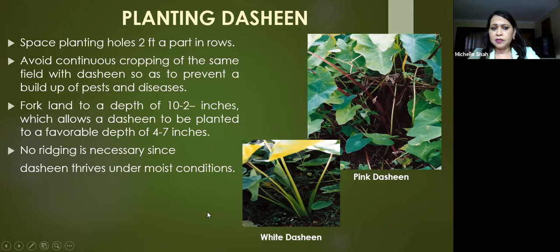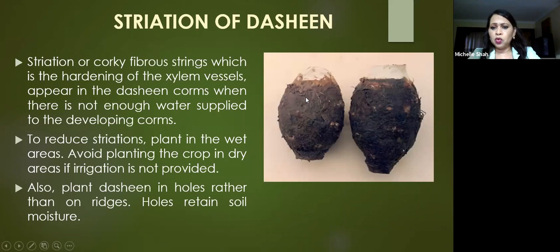Striation of the dasheen, the root part. Striation, the corky fibrous strings, which is the hardening of the xylem vessels, appears in the dasheen combs when there is not enough water supplied to develop the combs. To reduce striations, plant in wet areas and avoid planting the crop in dry areas if irrigation is not provided. Also plant dasheen in holes rather than on ridges, as the holes retain soil moisture.